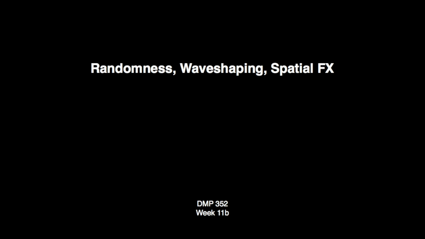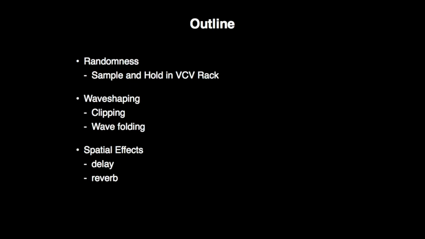So we'll do that today by talking about randomness and sample and hold, and then also touching on some new things, wave shaping and spatial effects. So with regard to randomness, we're going to talk about sample and hold in VCV Rack and some different sources of randomness in different modules. We'll then talk about wave shaping functions like clipping and wave folding, and then we'll look at adding some spatial effects like delay and reverb.